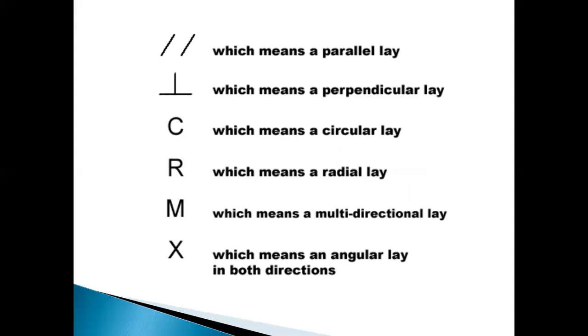There are various symbols for lays. The first one is parallel lay, which we see in a shaper machine. The second one is perpendicular lay. The third one is circular lay; we see this symbol in the facing operation. R means radial lay and X means angular lay in both directions.